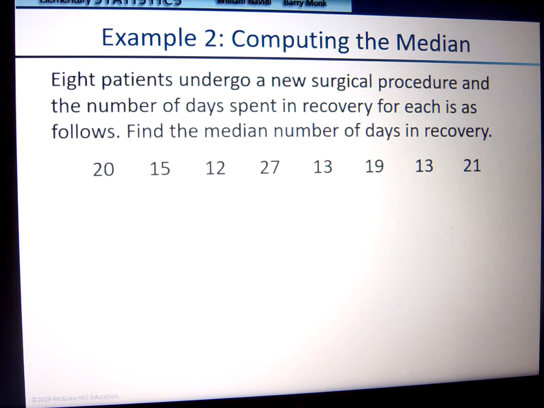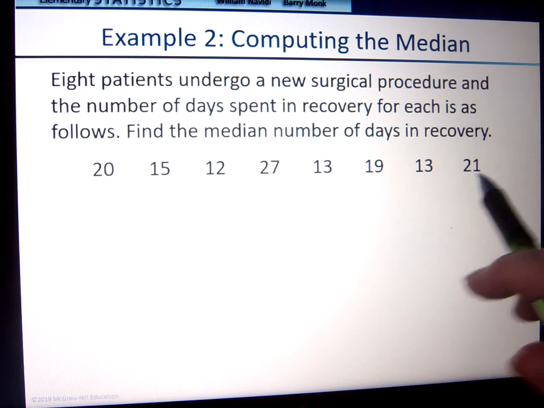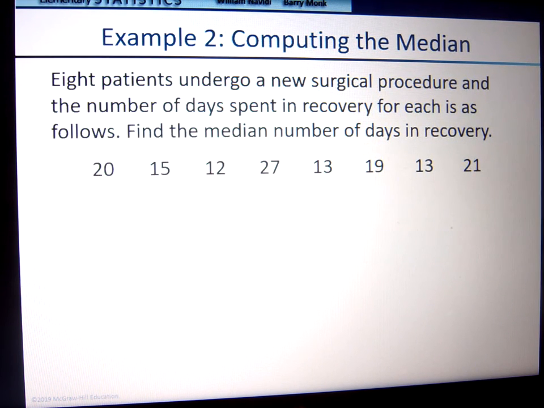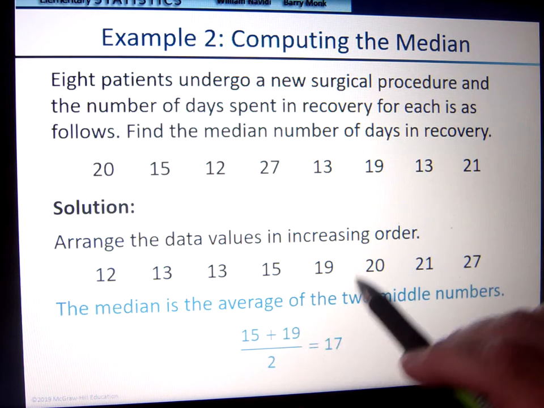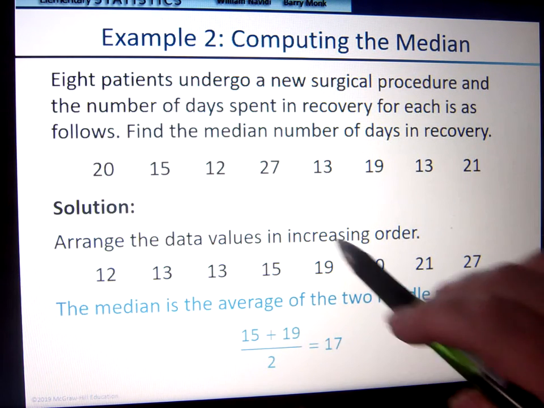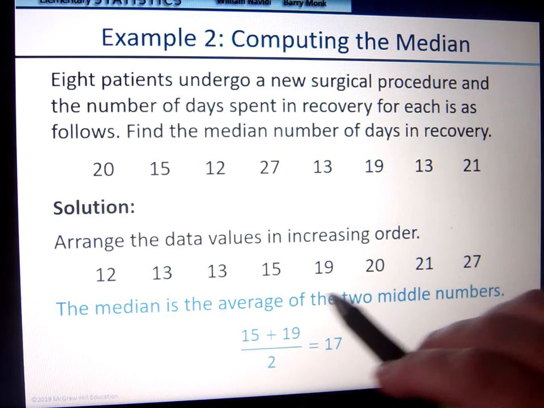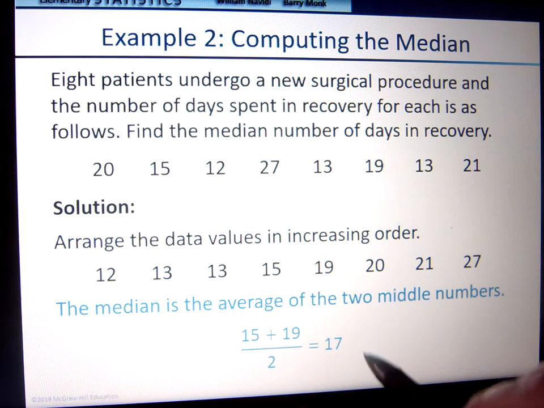Now let's say we have a data set of 8 patients that are undergoing a new surgical procedure, and we want to find the median of the number of days in recovery. So we're going to take a look at this data set. First thing we have to do, put them in order, in increasing order. Once we arrange them, then we're going to take a look at the 2 that are in the middle because we have 8 data. So here we have the 2, going to add them together, divide by 2, and we find the median of this data set is 17.